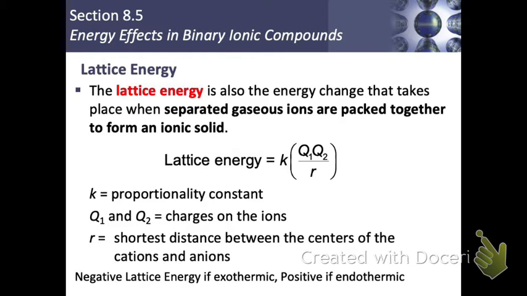This equation is for lattice energy. It's not going to be the main focus of the chapter, but we have to look at it in terms of the energy of formation, because we'll see how metals and nonmetals become gaseous to then form. K is a proportionality constant that will be given to us in the problem. Q1 and Q2 are the charges, so plus one or plus two or plus three or whatever it might be, and r is the distance between the centers of the cation and the anion.